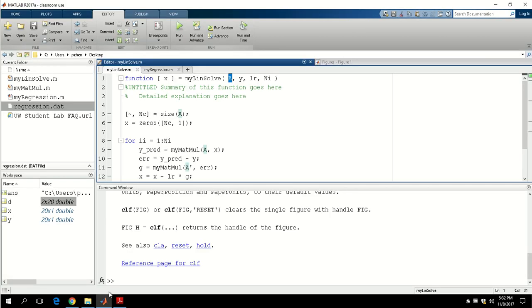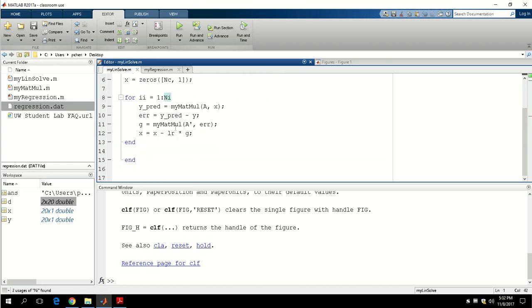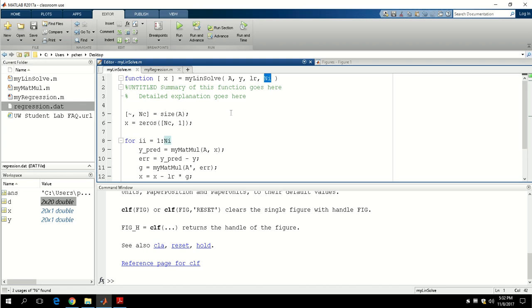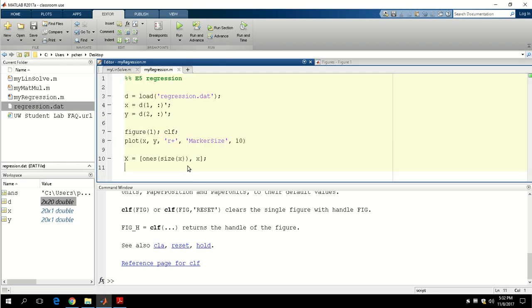When we're writing this Matlab solve function, A is supposed to be the matrix, and Y is the actual observed vector. LR is the so-called learning rate, and NI is the total number of iterations that the steepest descent algorithm is going to take. It's going to take this many steps in the direction of the gradient, basically. So let's use this particular function and try to solve our problem.